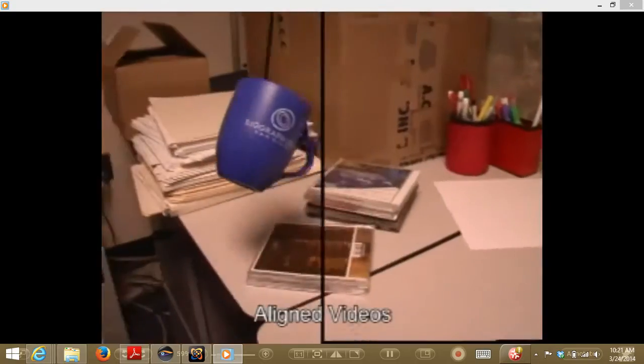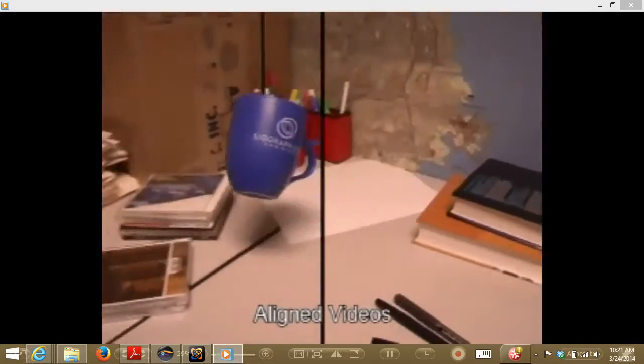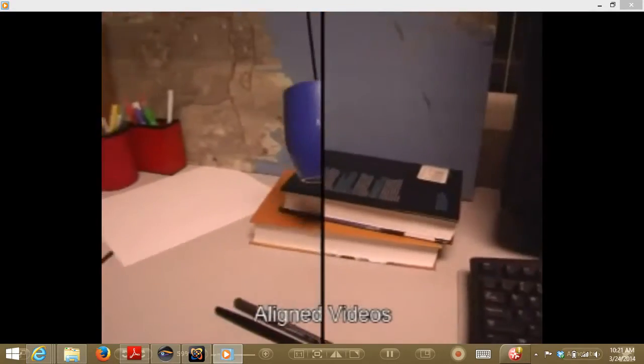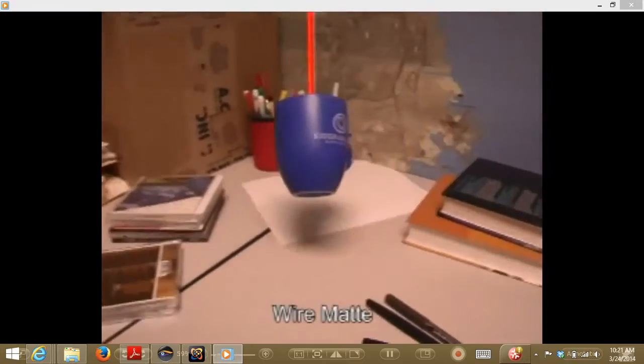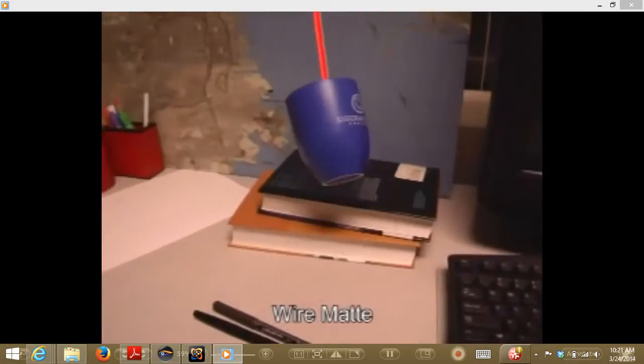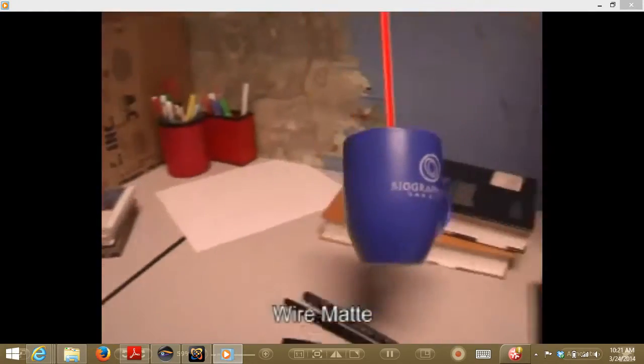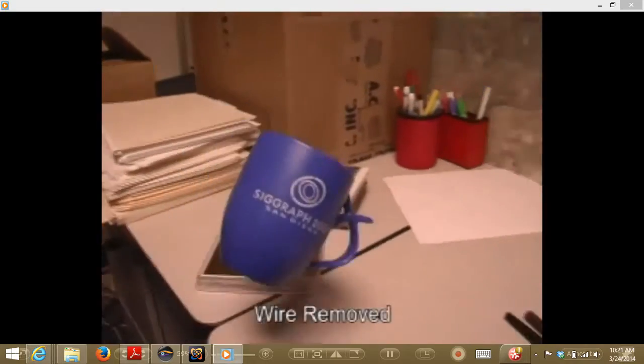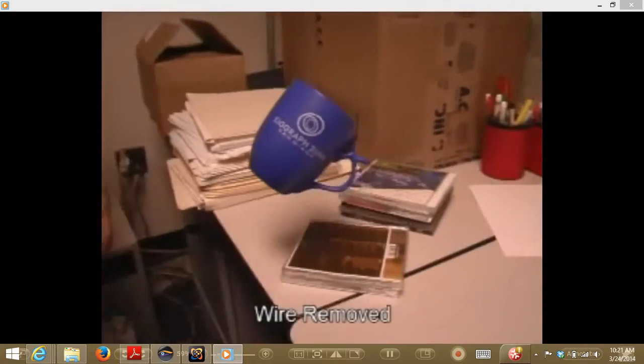And now, once you've done that, you have the background pixels that you can paste in where you saw the wire. And so now, if I track the wire, I can just pull in the pixels from the second video sequence and replace them to make this cool effect.